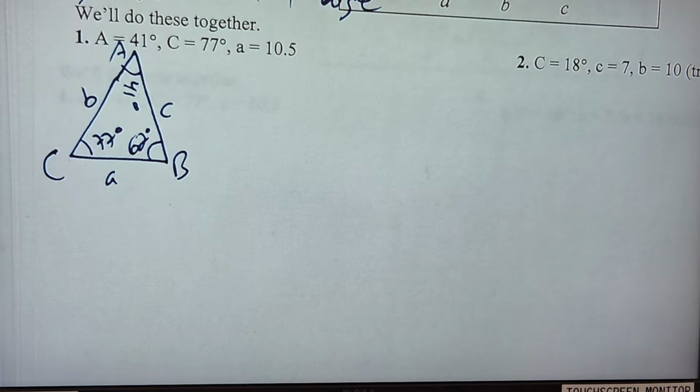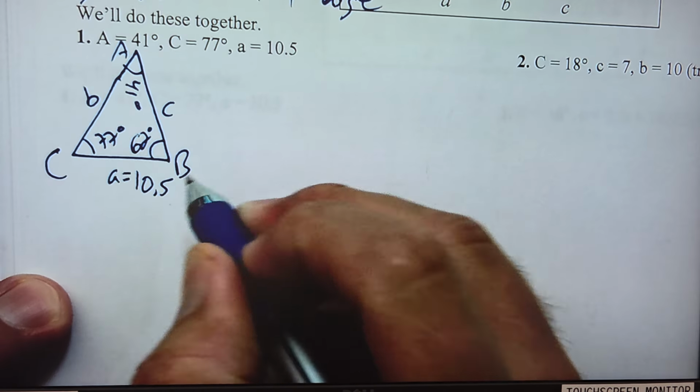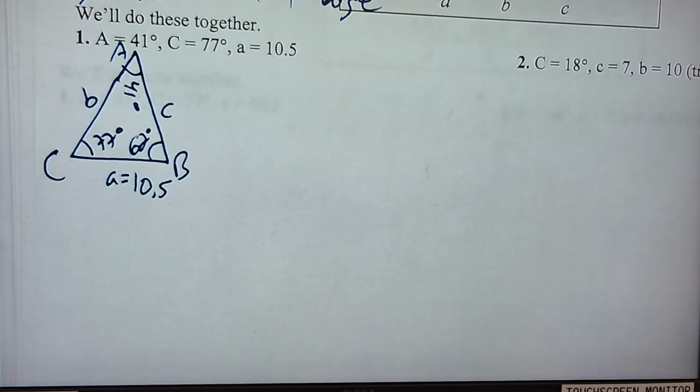Do we know a side? We know side A is 10.5, so can I make a complete ratio? Whenever you can make a complete ratio, law of sines will work. If you can't, law of cosines will work. And that's assuming they gave us enough information. If they give me one angle, I don't know. They have to give me enough information.